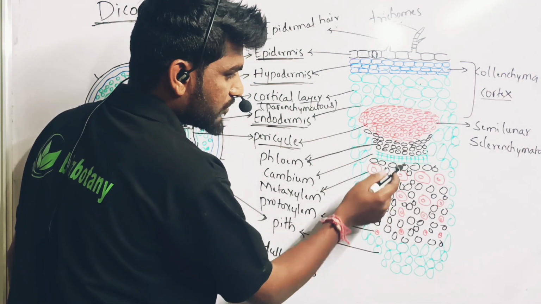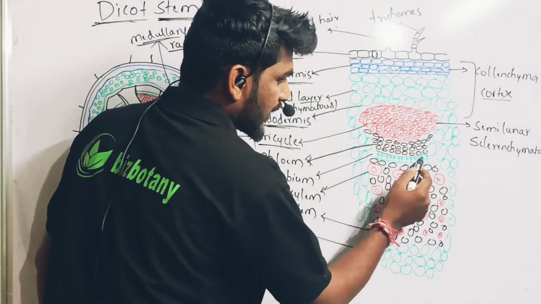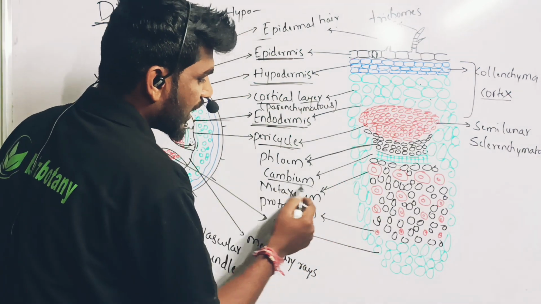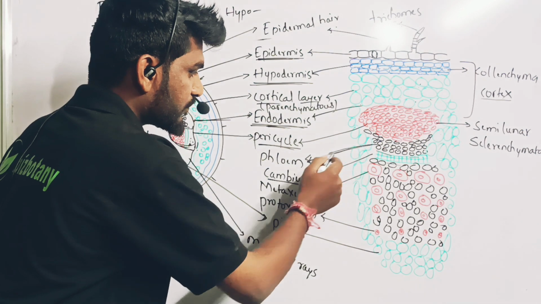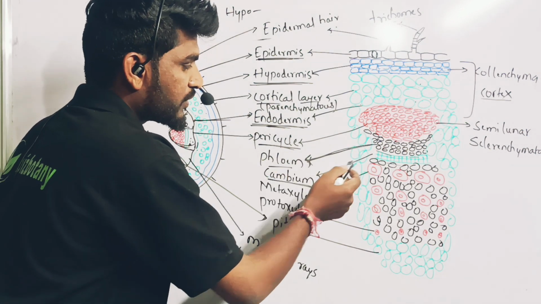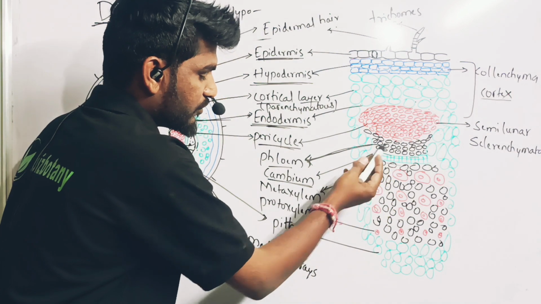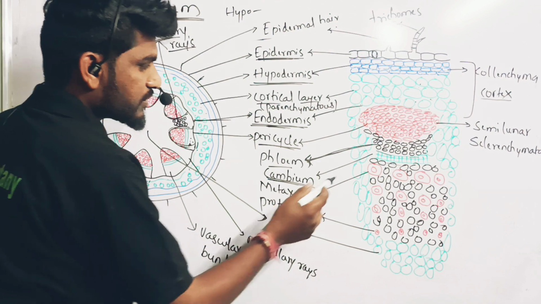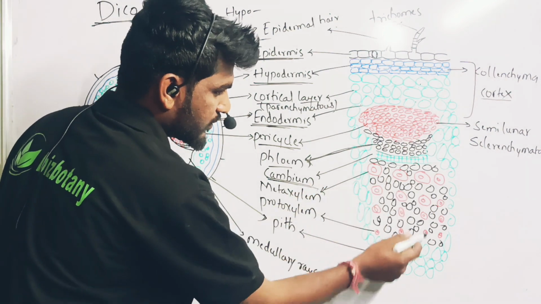In between phloem and xylem, we have a cambium layer. A parenchymatous layer will be present. We call this layer a cambium layer. This part, below the pericycle, we have a phloem. In between phloem and xylem, we have a cambium layer. This complete part we are calling the xylem part.